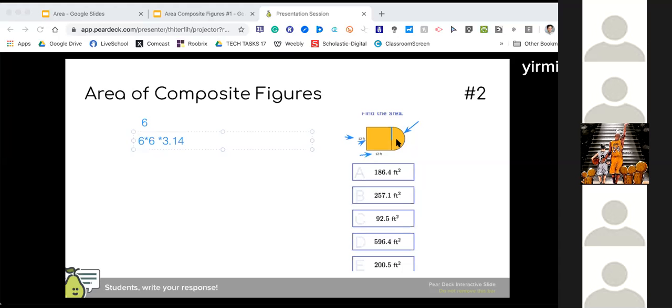Okay, there's a trick here, right? This answer would be the whole circle, but I've got half the circle. So this answer, you need to divide it by half, divide that in two because it's a half circle, right? Exactly.